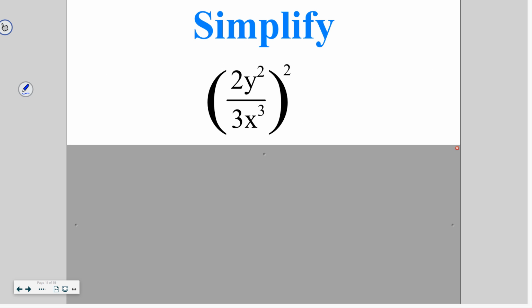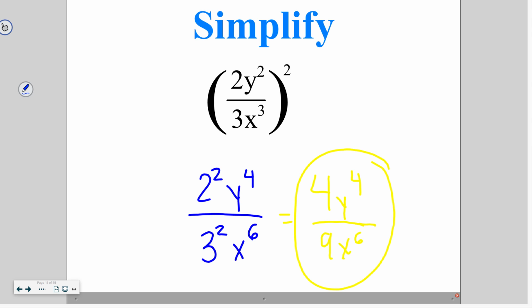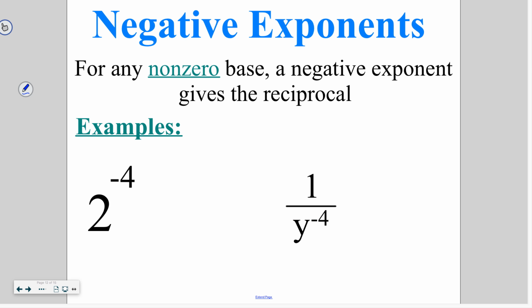Go ahead and try this one on your own. So we've got 2 squared y to the 4th, 3 squared x to the 6th. 2 squared is 4, 3 squared is 9, and then we have our variables. If you have questions about this, please let me know when you get to class.